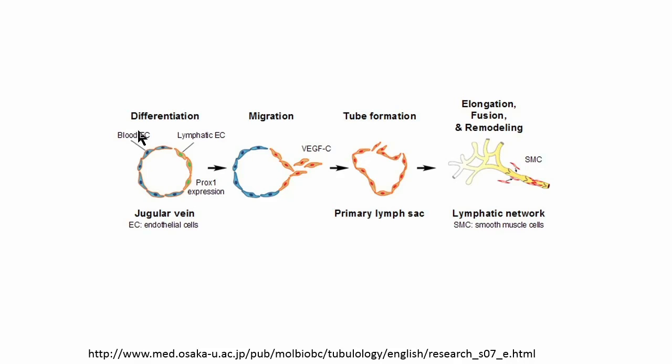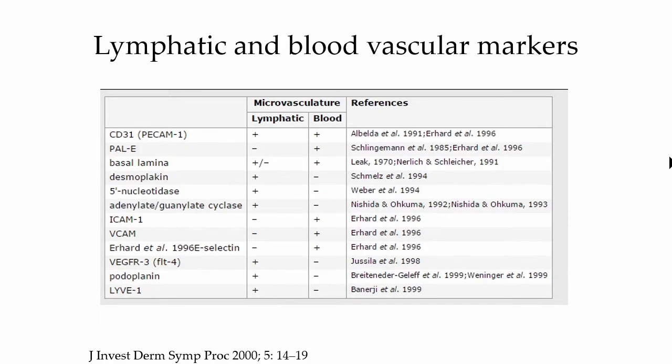This is a better representation of those early steps in lymphatic development, again derived from mouse studies in which the anterior cardinal vein begins to show some polarity based on PROX1 expression, which in turn renders these cells sensitive to VEGF-C and allows them to migrate to form the tubes that will eventually develop into the lymphatic network.